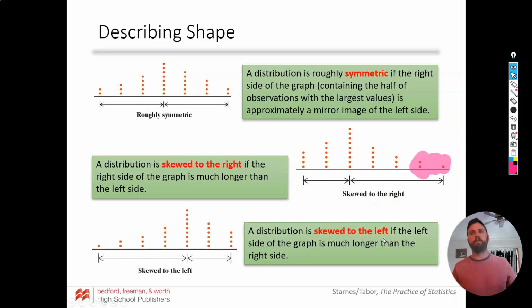Skew left is the opposite. That'd be like if I had a 3-inch person on my team. I don't know, that's not possible. A tardigrade.